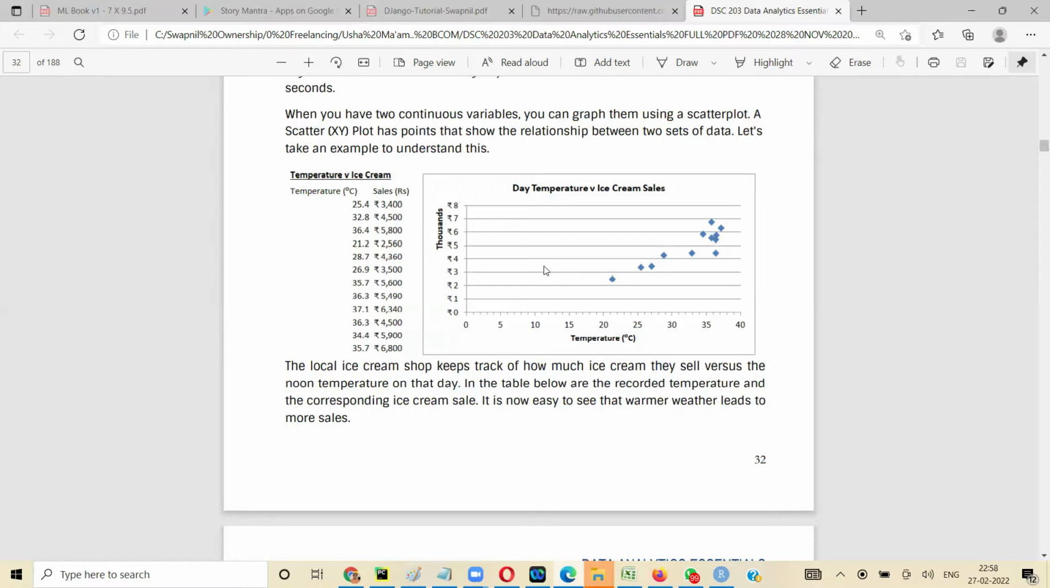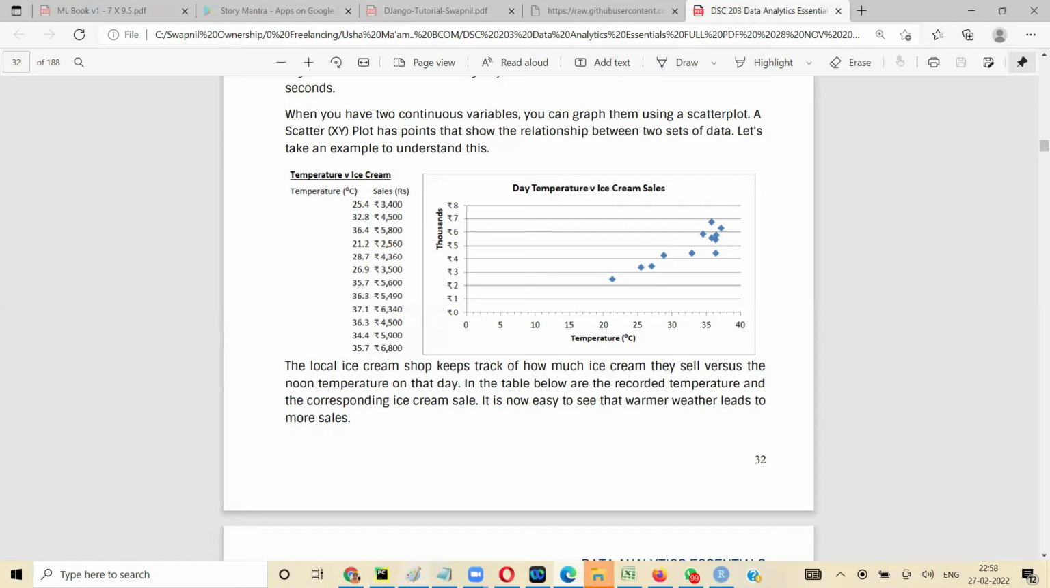So as the temperature increases, sales also increases, right? So we call it correlation. Correlation means that one factor is impacting the other factor. So here you see, we say that temperature and sales are correlated. If the dots were all over the place, you cannot find a relationship.